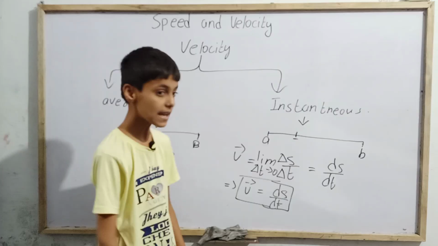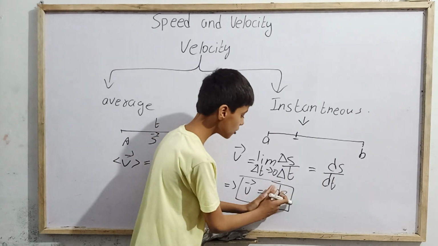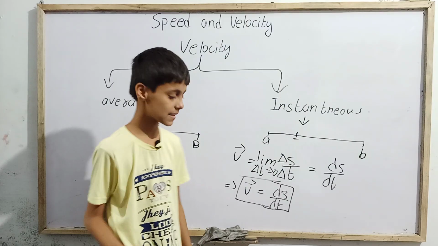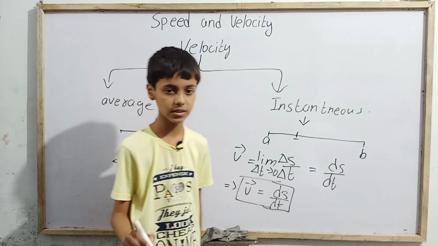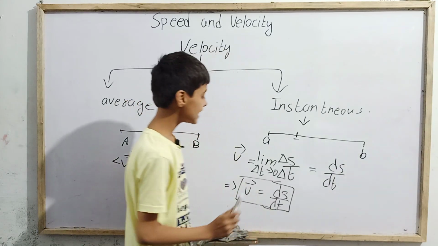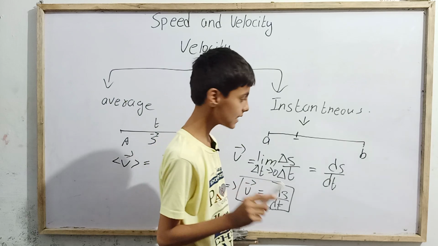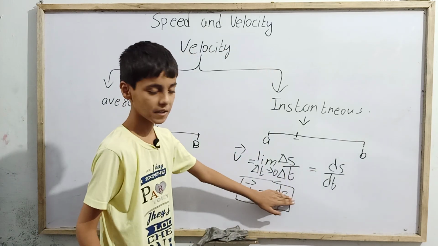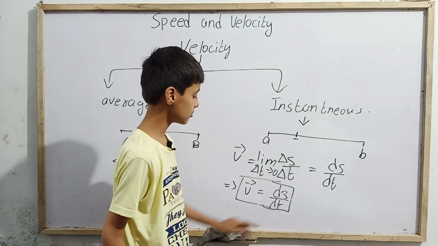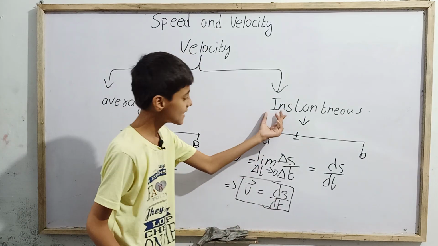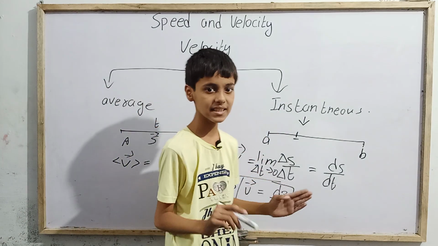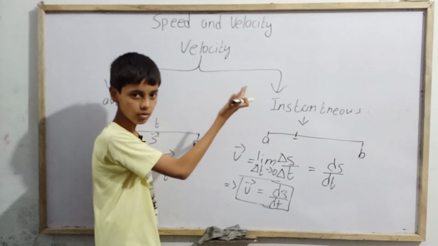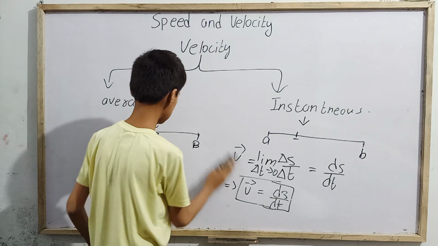This equation means the differentiation of s with respect to t. If s is a function of t, then the differentiation of s with respect to t can be defined as the instantaneous velocity, the velocity at a particular instant. This is the instantaneous velocity. Now velocity is ended. Now we'll come to speed, since we have already studied velocity.